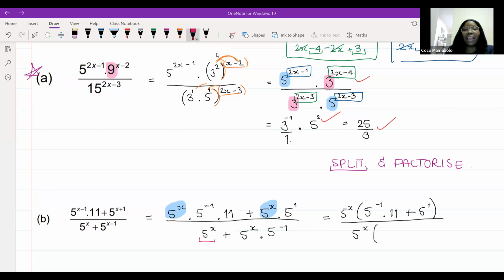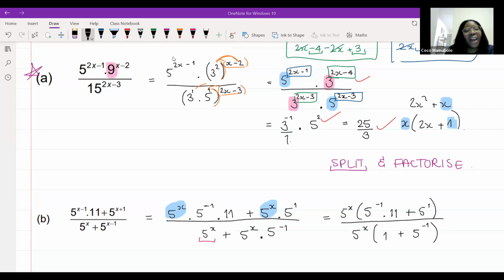It's not going to be anything, guys. It's like if I had 2x squared plus x. If I take x out as a common factor, I'm going to end up with 2x plus 1. Because I've taken out the whole x, I must put a 1 in its place. That's how we factorize. So this answer over here is going to be 1 plus 5 to the power of negative 1. Close brackets.